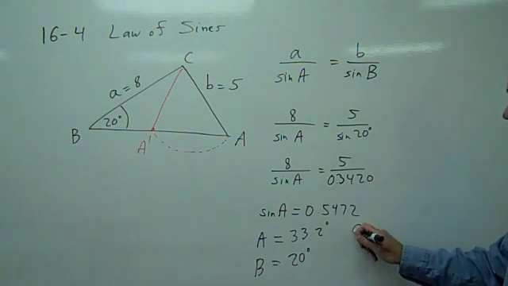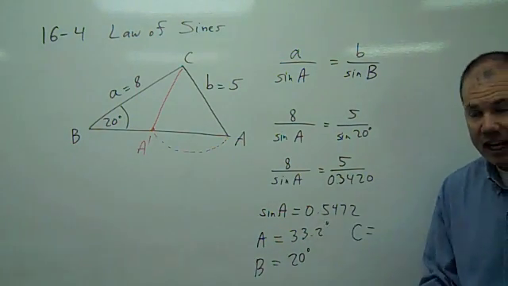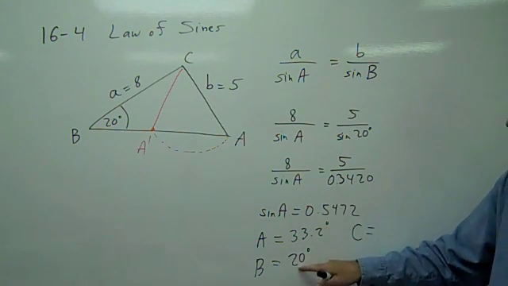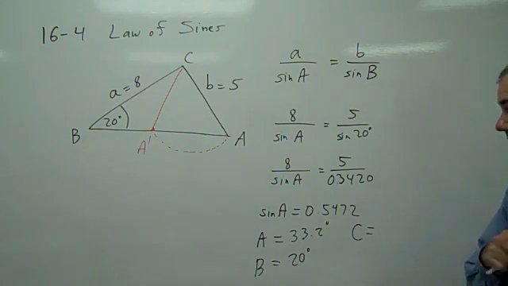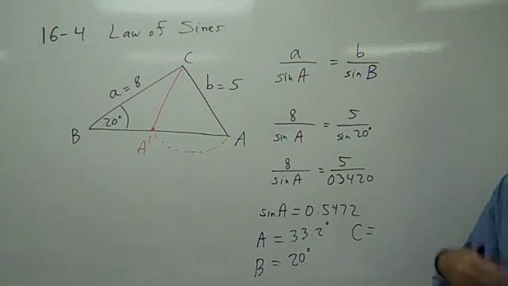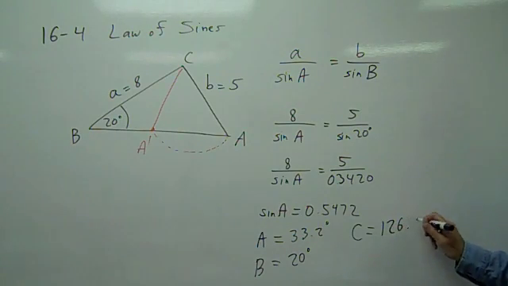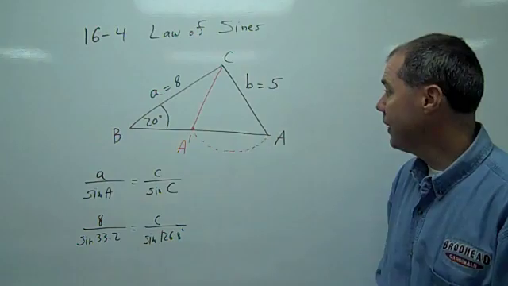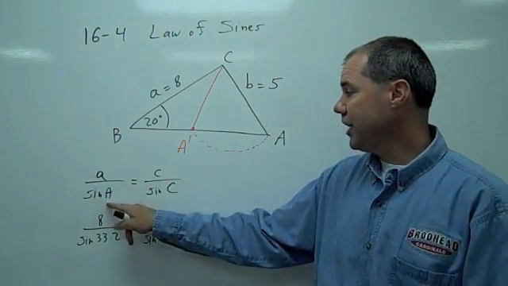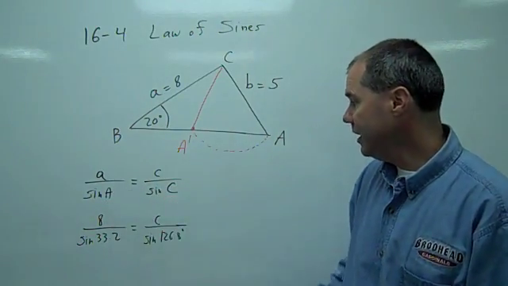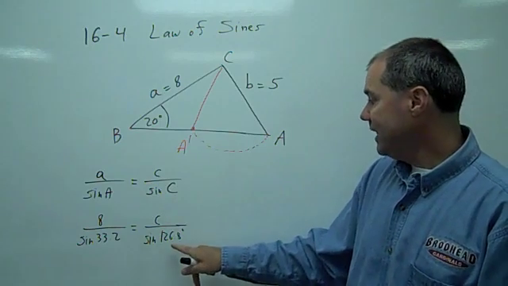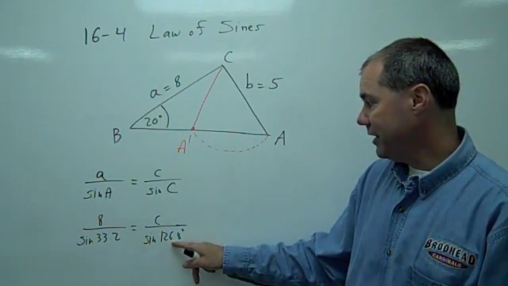To find angle B, well, we have angle B is 20 degrees. To find angle C, in this case, you take A plus B and subtract from 180. A plus B is 53.2 degrees. Subtracted from 180, you get 126.8 degrees. Now that we have those values, let's use A over sine A equals C over sine C. Angle C, in this case, is 126.8 degrees.